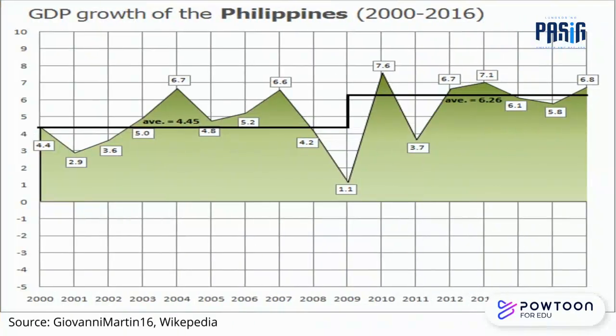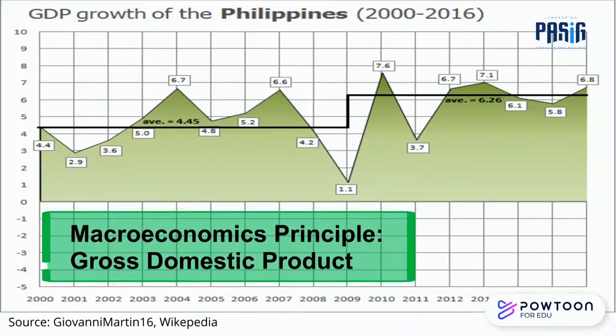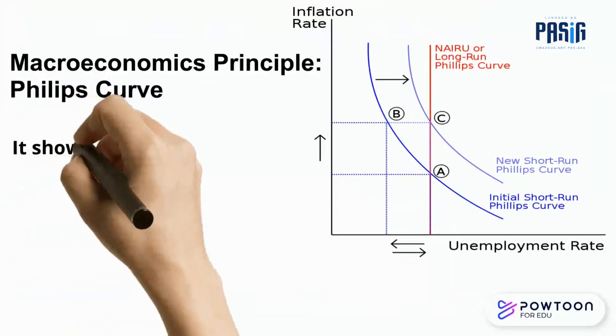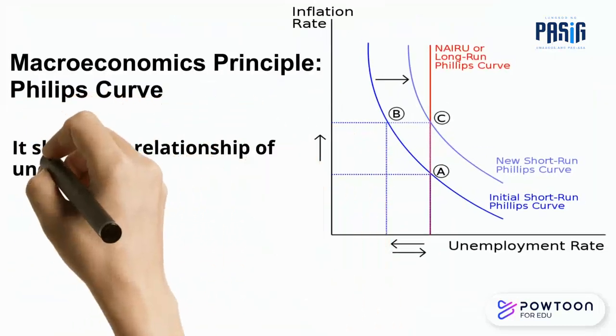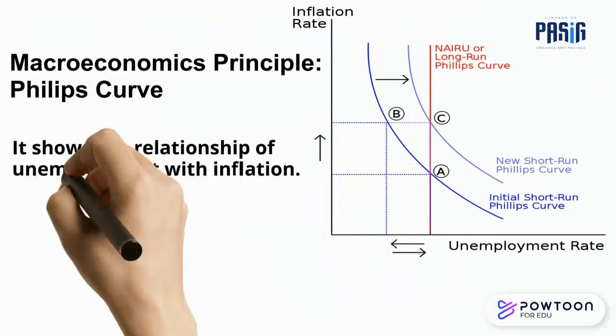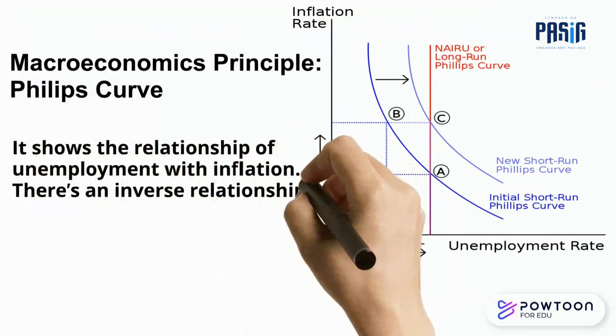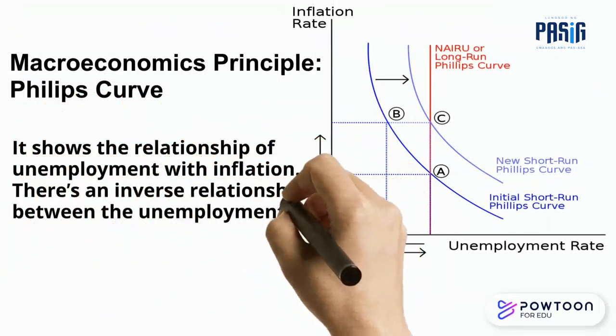One of the macroeconomic concepts is gross domestic product. It measures the overall performance of the economy through the aggregate output produced in the country. Phillips curve. It shows the relationship of unemployment with inflation. There's an inverse relationship between the unemployment and inflation rate.